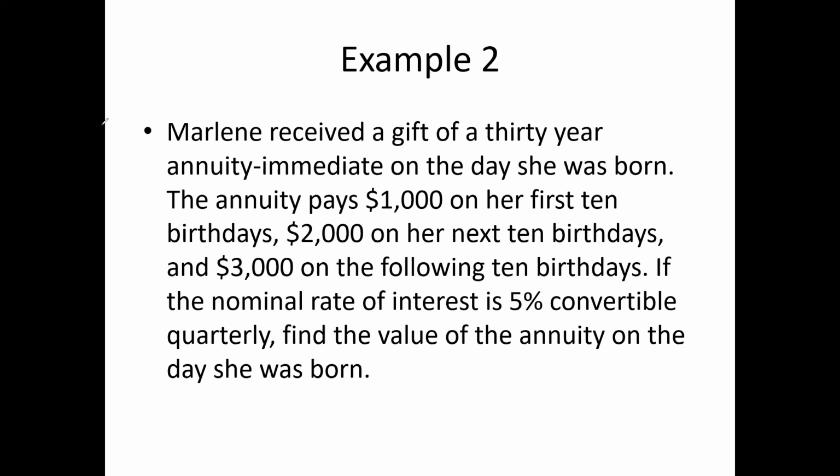Marlene received a gift of a 30-year annuity immediate on the day she was born. The annuity pays $1,000 on her first 10 birthdays, $2,000 on her next 10 birthdays, and $3,000 on the following 10 birthdays. If the nominal rate of interest is 5% convertible quarterly, find the value of the annuity on the day she was born. Okay, again, I think a timeline will be very helpful.